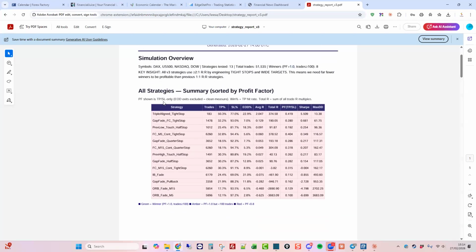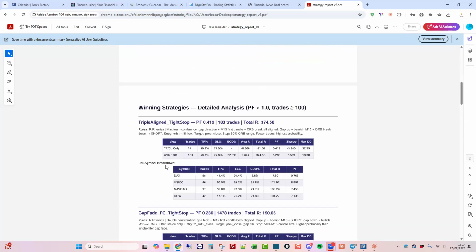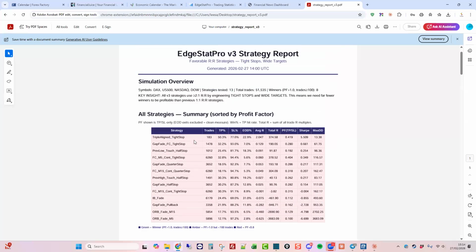So P&L shown, end of day exits are excluded. So we're not using end of day exits. We're using fixed TP and stop loss levels. Triple aligned, he's made strategy names up. I don't even know what a triple aligned strategy is. Oh, he's explained it down there.